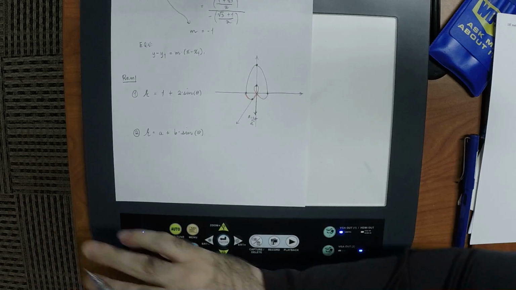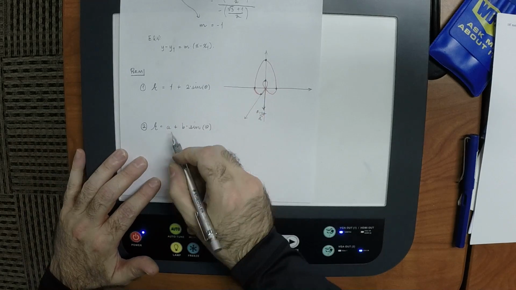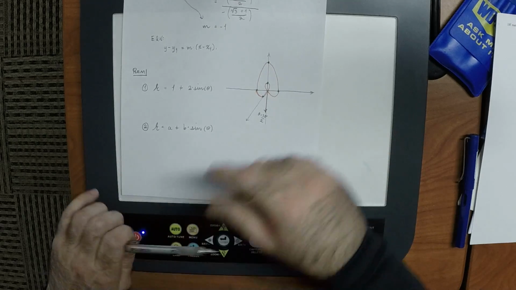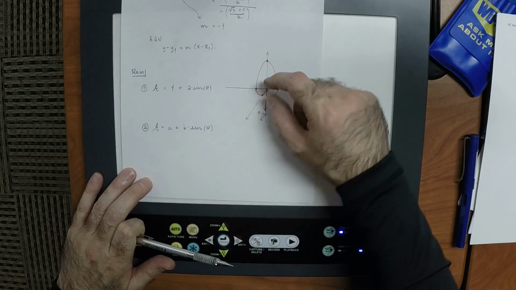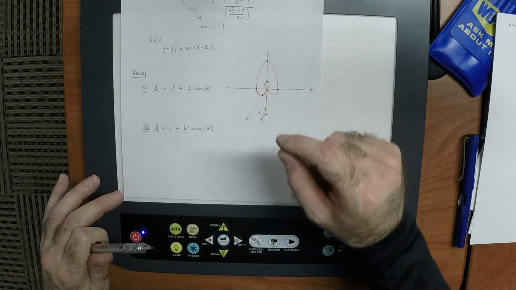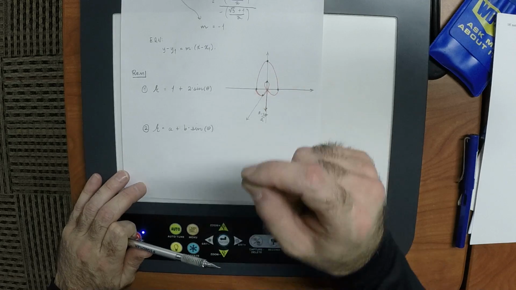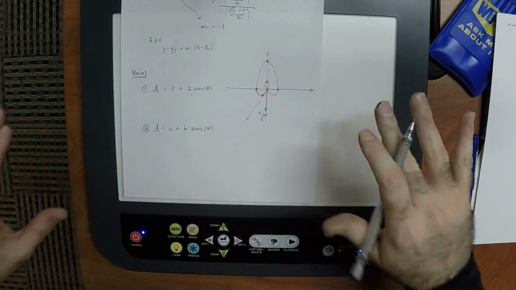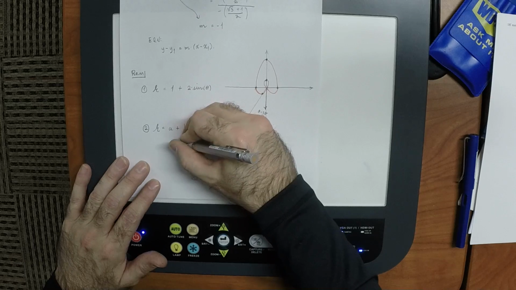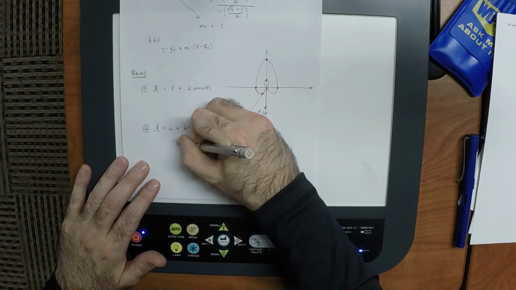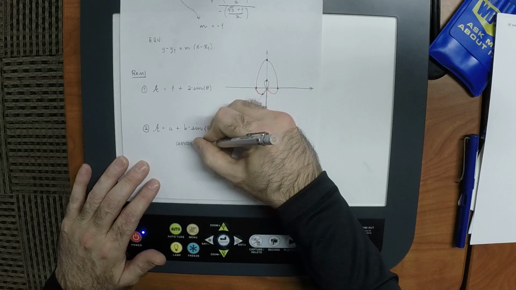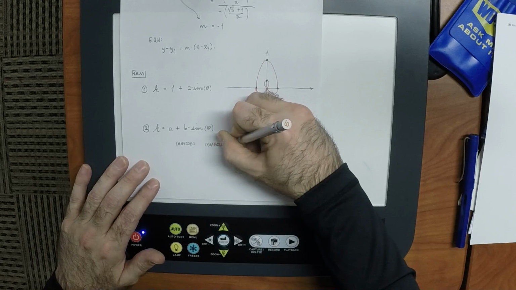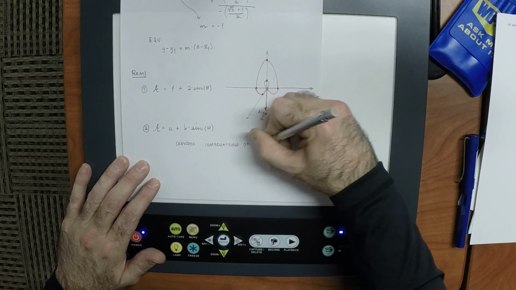And your ungraded homework, something you should study at home, is: what needs to be true about A and B? What will make big loops? What will make little loops? What will make this loop be not a loop, but actually a pointy thing? I'll leave it to you to consider all possible combinations of A and B.